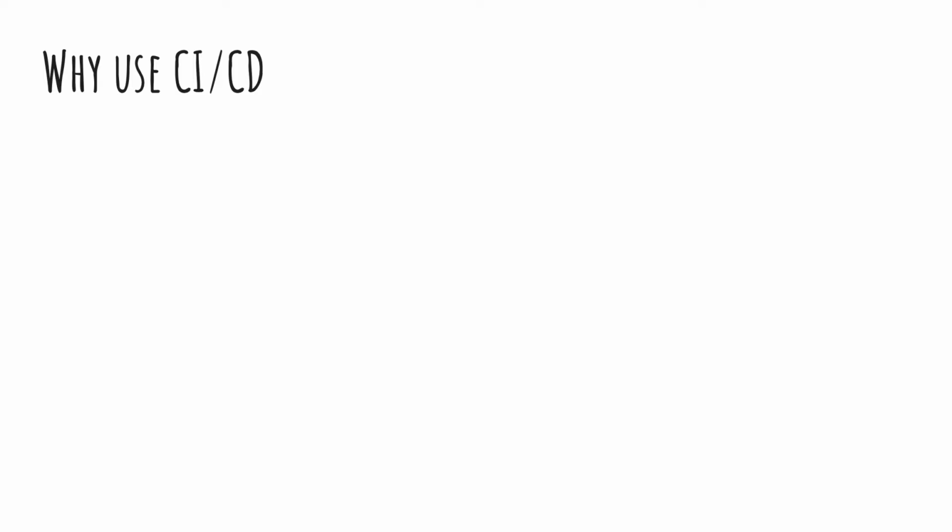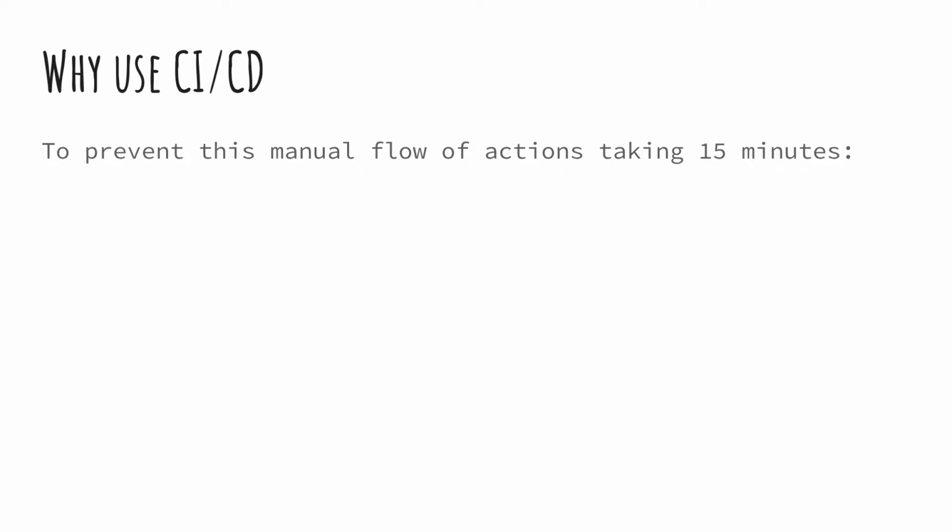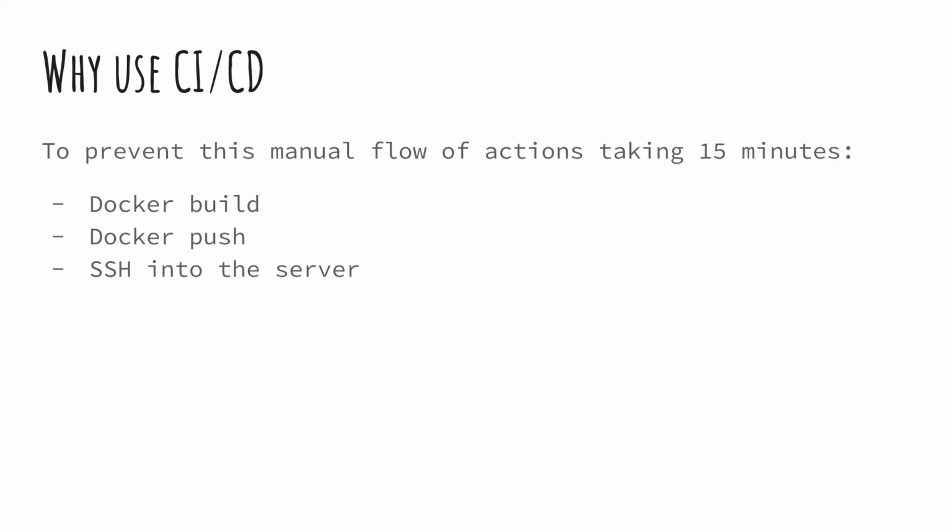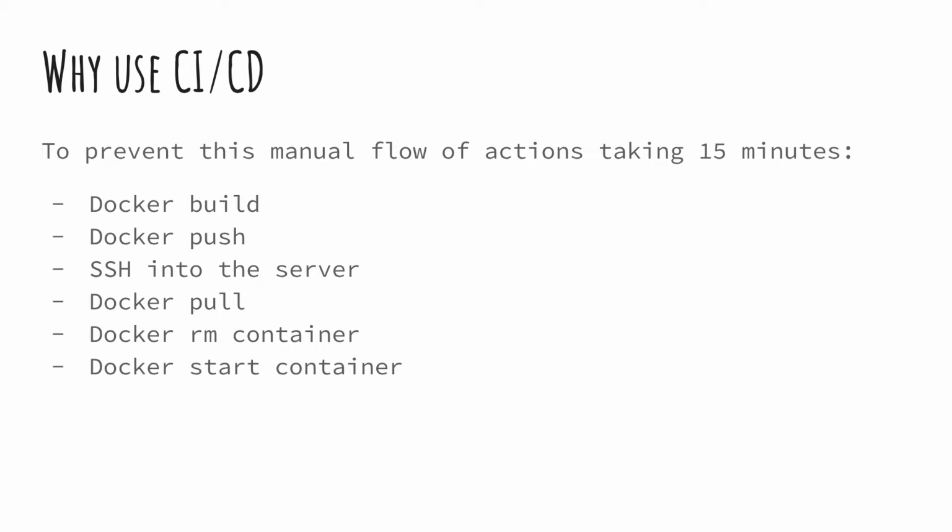So, why use CI/CD? Well, when you are ready to release a new version of your web application with Docker on your server, it could take you up to 50 minutes to actually put the release live, because you have to do a Docker build, then a Docker push, then SSH into the server, perform a Docker pull, remove the already running container, and then start the new image, and it will make a new container.